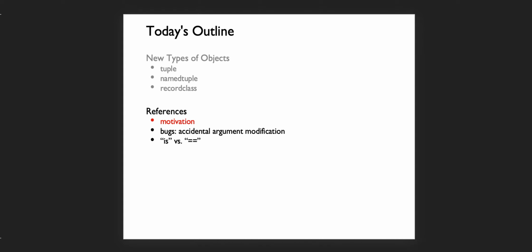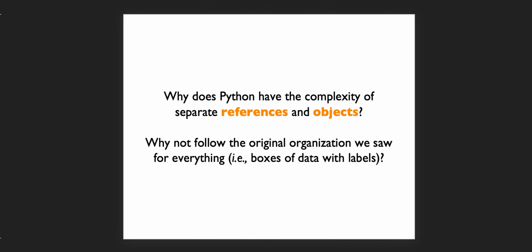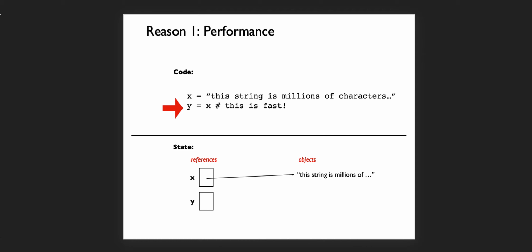Alright, so let me talk about why exactly we need this new mental model which involves references and objects. What was wrong with the previous mental model that we had, and why can't we just write programs following that? Right, so the reason for that is that there are twofold reasons.